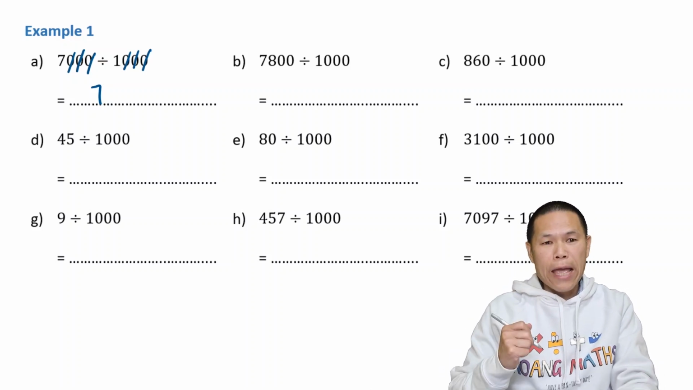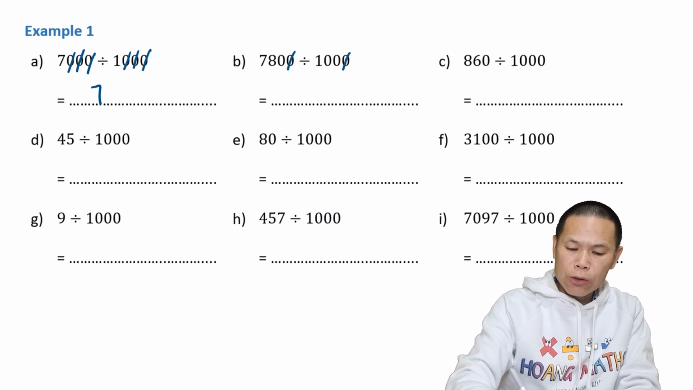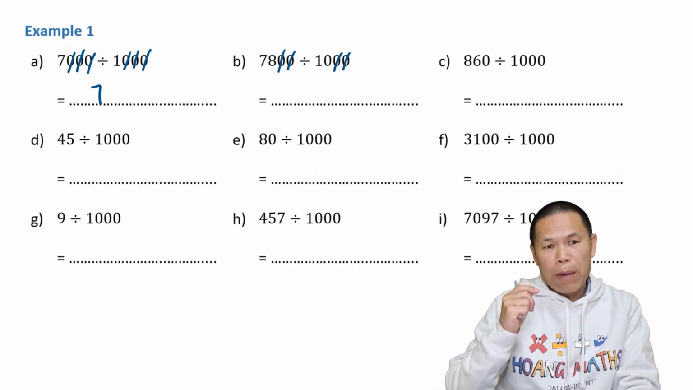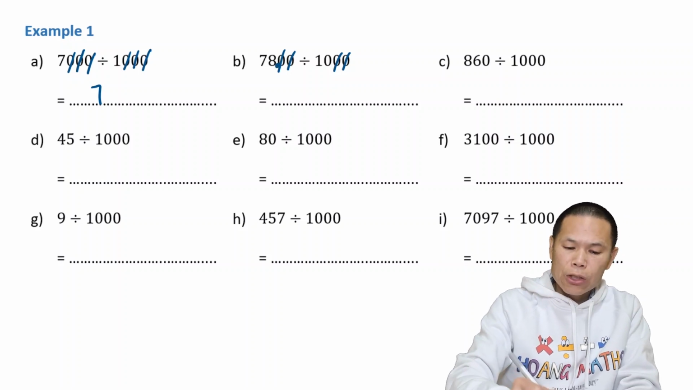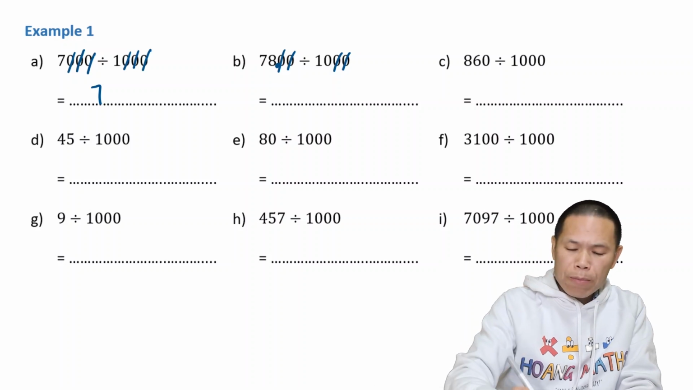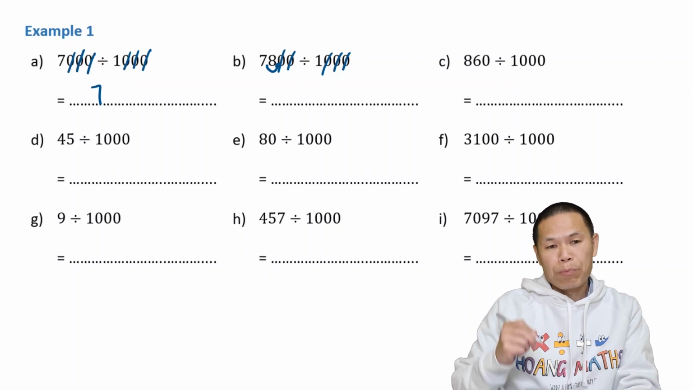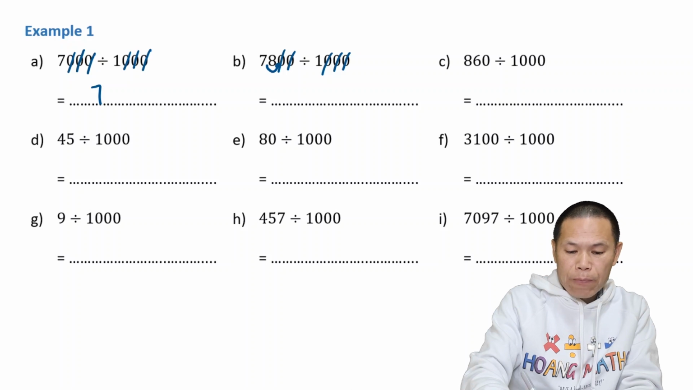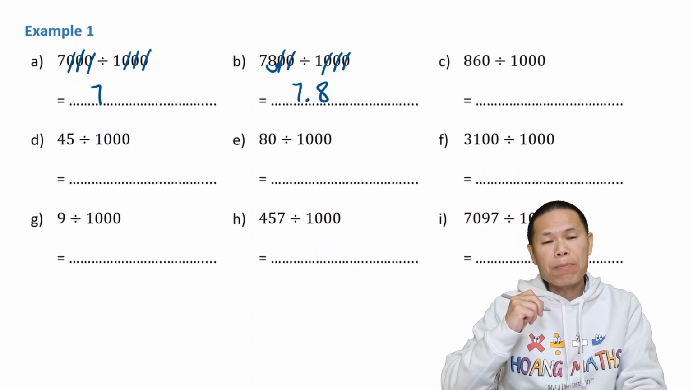7,800 divided by 1,000. So we can just cancel this zero with this. And we cancel this with this, and we have 78 divided by 10. So there is no decimal point. It means it's right at the back of 78. So that means we can divide by 10 by canceling this zero, and we move the decimal point 1 unit to the left. Because we divided by 10, the number should be smaller. Okay, so the answer is 7.8.